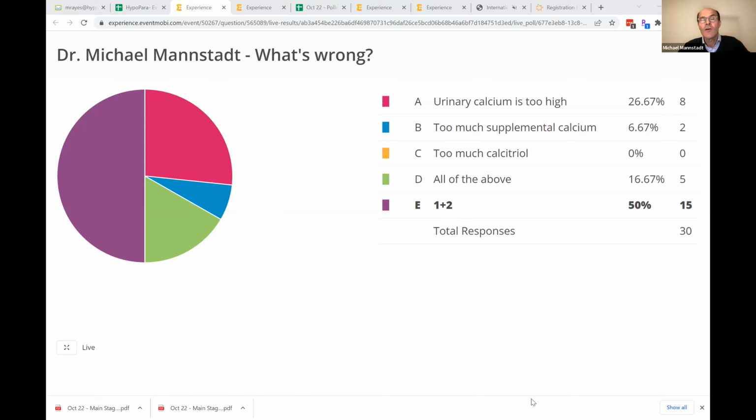And certainly those who say 1 and 2 have incorporated that. Too much calcitriol, well, look, she's only on 0.25 and everybody agrees. And all of the above, well, because there's not too much calcitriol, she's just on 1. The right answer would be E, 1 and 2.